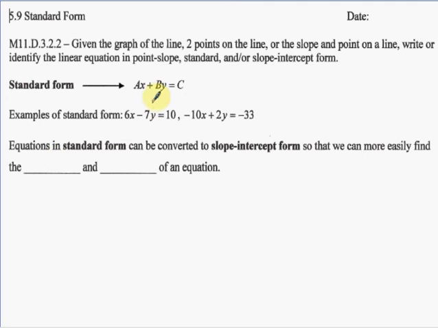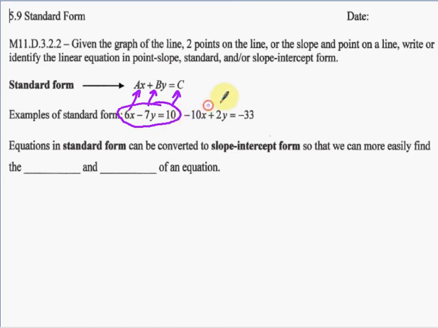So here are two equations that are in standard form. Here's the first one, 6x minus 7y equals 10. You'll see the standard form there. The letter A, the big letter A, is what the 6 would be. The B would be the negative 7, and the C would be the 10. Alright, so what you need to know is that x and y are going to be on the same side, and a plain old number is going to be on the right side if you have standard form.